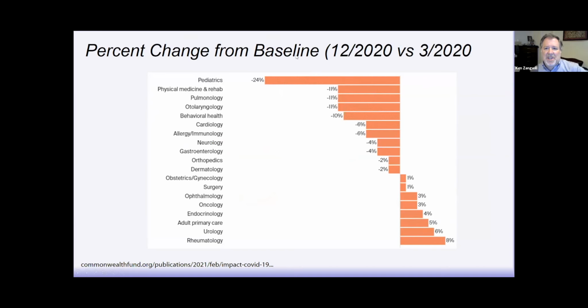Now, what about percent change from baseline, from last March to the latest data last December? Pediatrics, unfortunately, has had the most precipitous drop. This is cumulative, 24%. It's more than twice as much as any other specialty that they studied here. And indeed, some specialties have recovered to higher levels than it used to be for a variety of reasons. These are all adult specialties. So pediatrics is sort of suffering here.